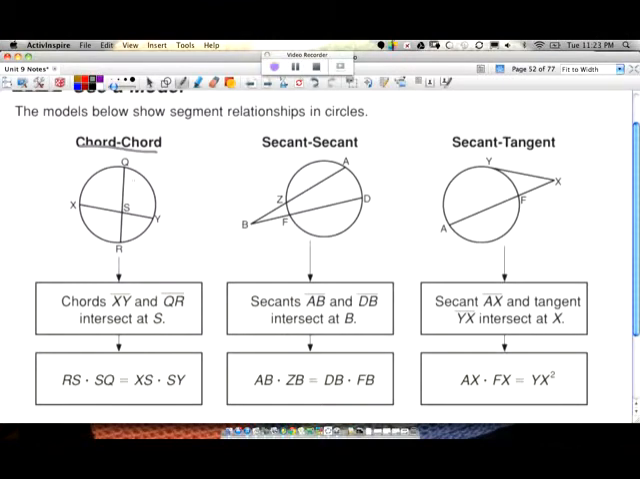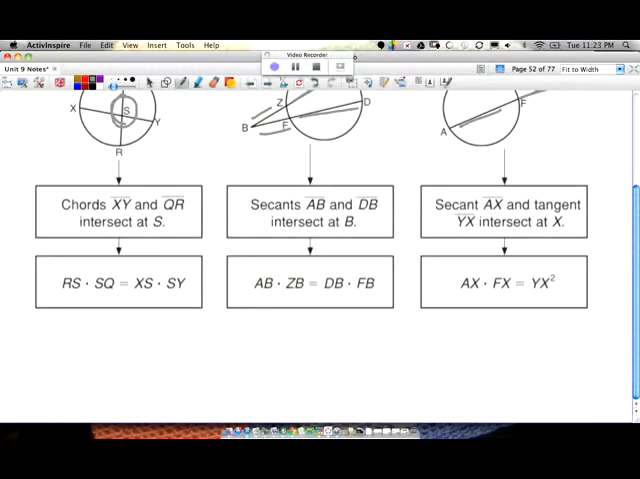So we got three possibilities. Either it's chords, which means all the lines are on the inside. Do you see that? Everything's on the inside. Or we got secants, where we got inside and out, or secant-tangent, where it's inside and out and then just out. So we have all these things down here, but I like to think that it's n times n equals n times n, is usually kind of how I remember that one.